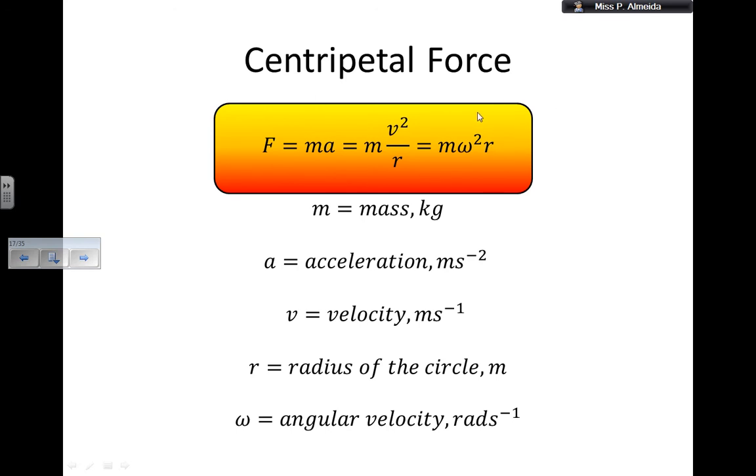So here's the formula, here are all the details. m is mass in kilograms, a is the acceleration in meters per second squared, v is the velocity in meters per second, r is the radius of the circle in meters, and omega is the angular velocity in radians per second.